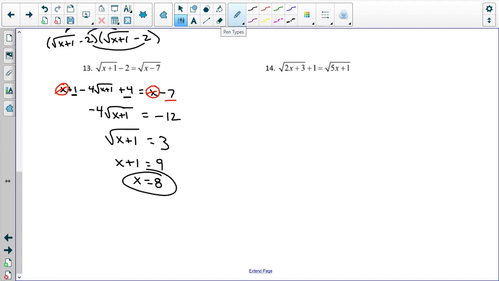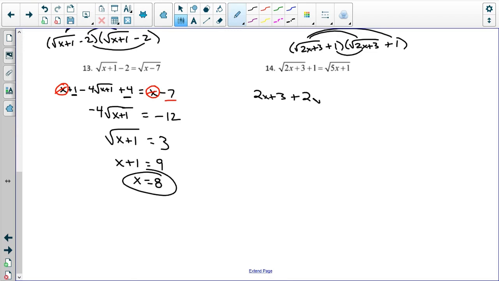Number 14, we're not as lucky. We're going to square both sides. Root 2x plus 3 plus 1 squared, I'm going to write it out so it's a little bit easier for us to see. That ends up being 2x plus 3 plus 1 of both of them. So I have 2 more copies of the square root of 2x plus 3. And then 1 times 1 is 1.